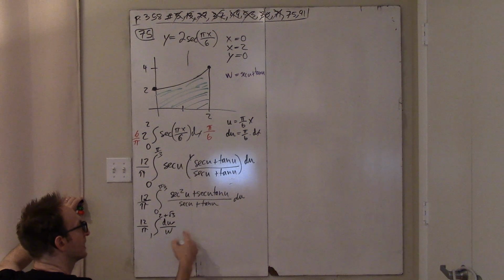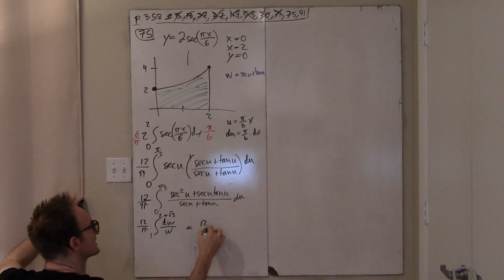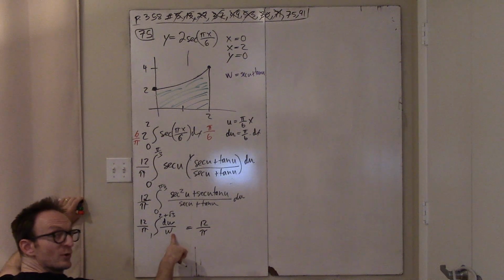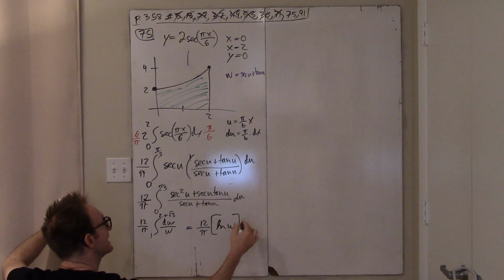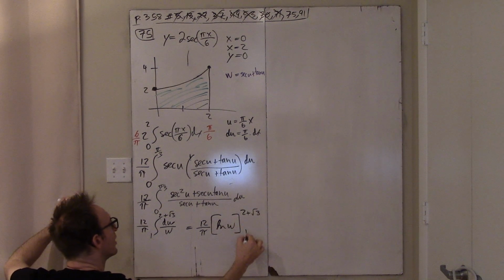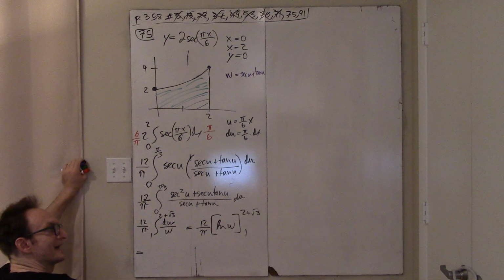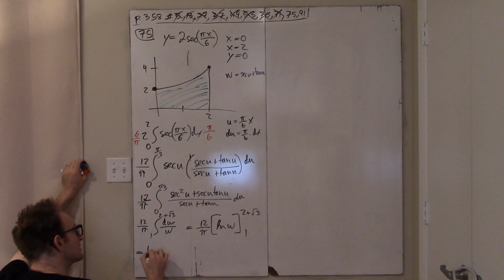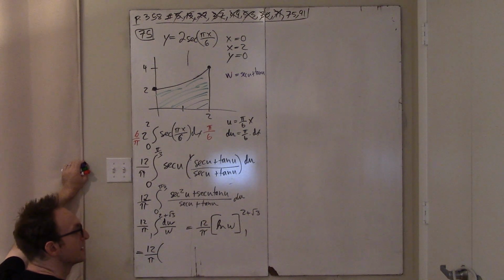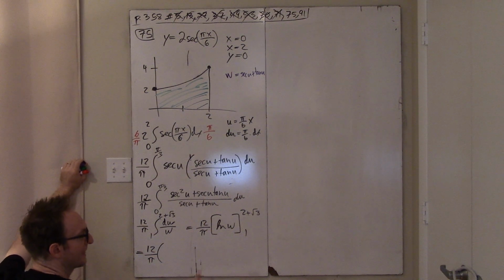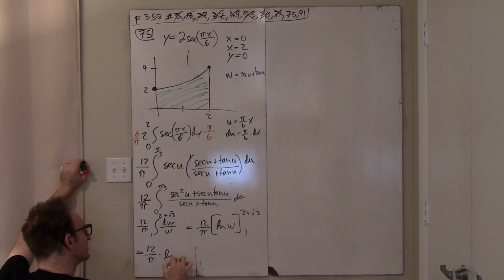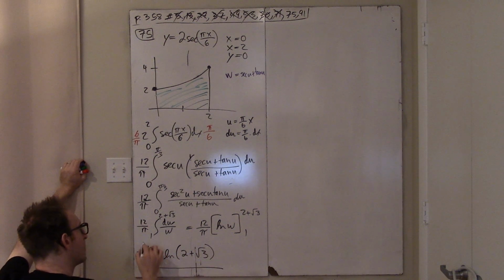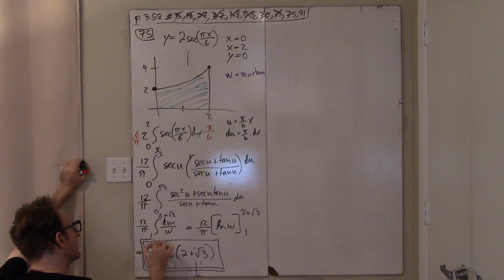Okay, so after all this work, I get that this whole thing is going to be 12 over pi times, of course, the antiderivative of this, which is ln w. So we get ln w evaluated at 2 plus root 3 and 1. Hope you guys are following all this. I'm going kind of fast, I guess. I just like to know all this stuff. So I get 12 over pi times ln of that minus ln of 1, which is 0. So I'm just going to get that times the natural log of 2 plus root 3. That's my final answer right there.